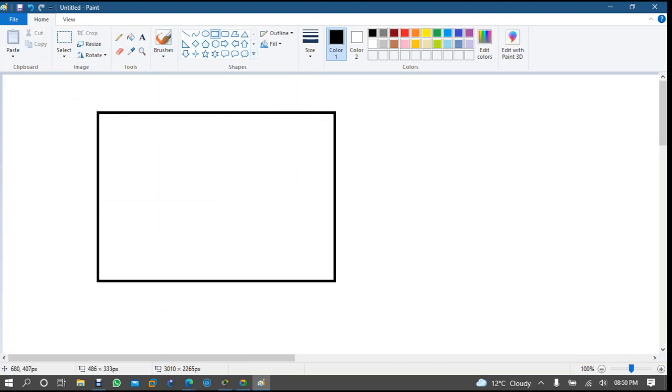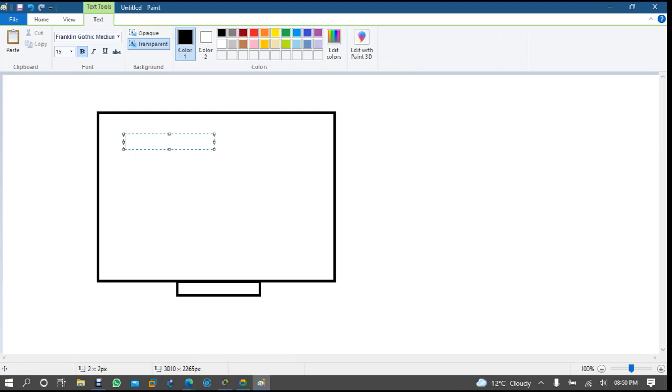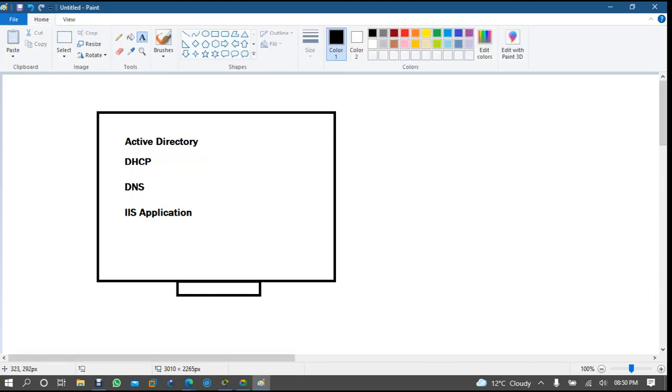Maybe this is my server. In this server I'm running one application, which is my Active Directory. With the help of Active Directory, I'm sending some information to maybe my DHCP, my DNS, or my IAS applications. All these applications we are talking about are installed in the same machine.